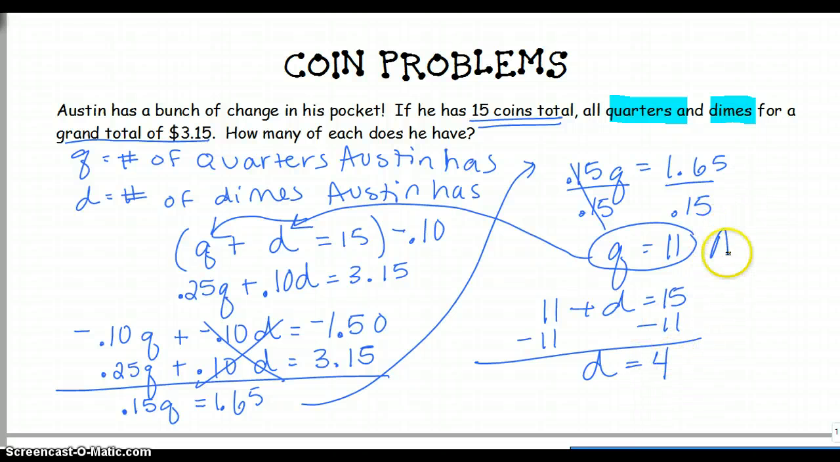So we can say Austin has 11 quarters and 4 dimes.